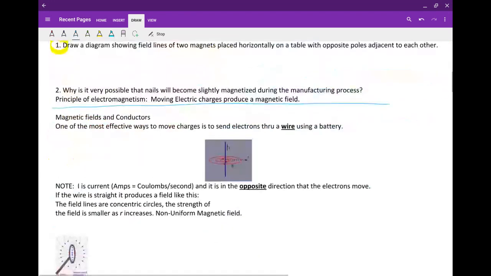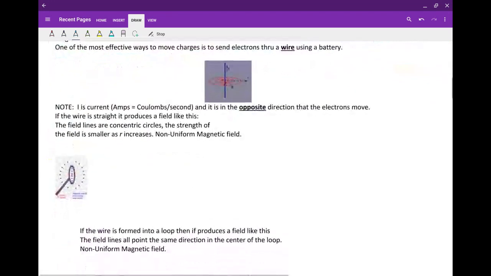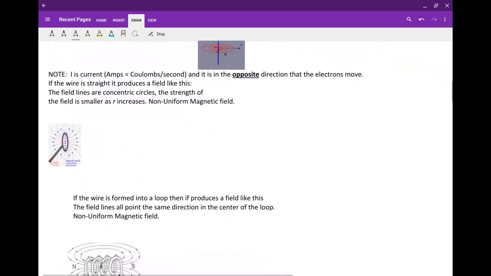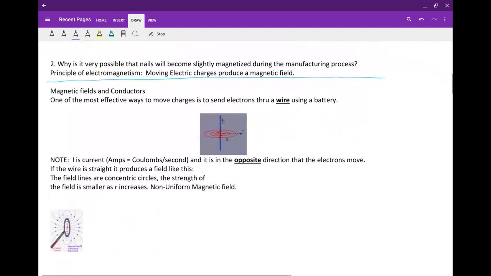Okay. Tomorrow we'll talk about magnetic fields in conductors, and we'll see how that works out. Okay, magnetic fields and conductors. Make a separate video on that one.